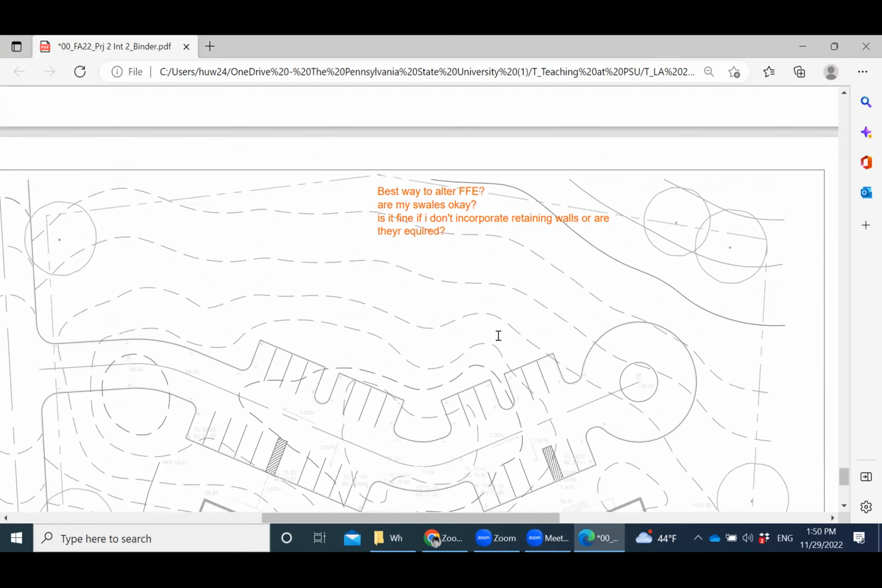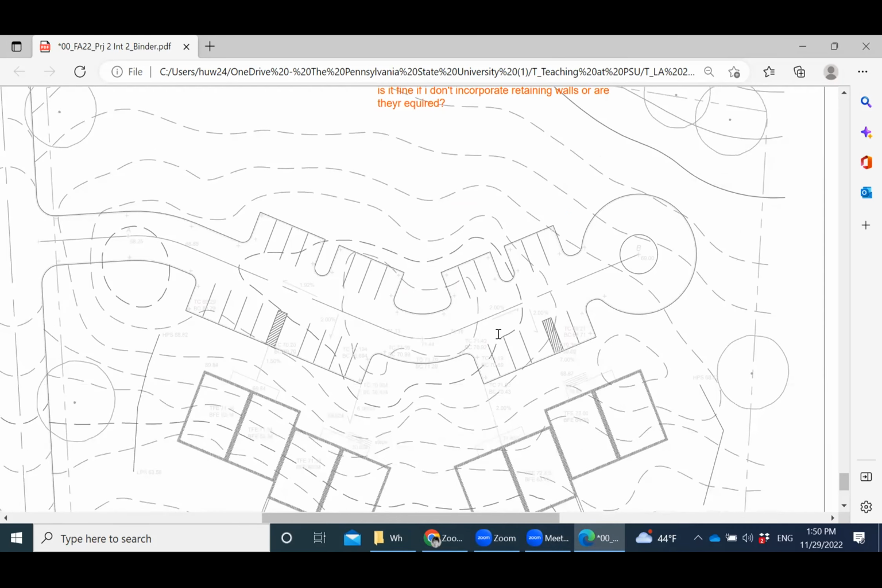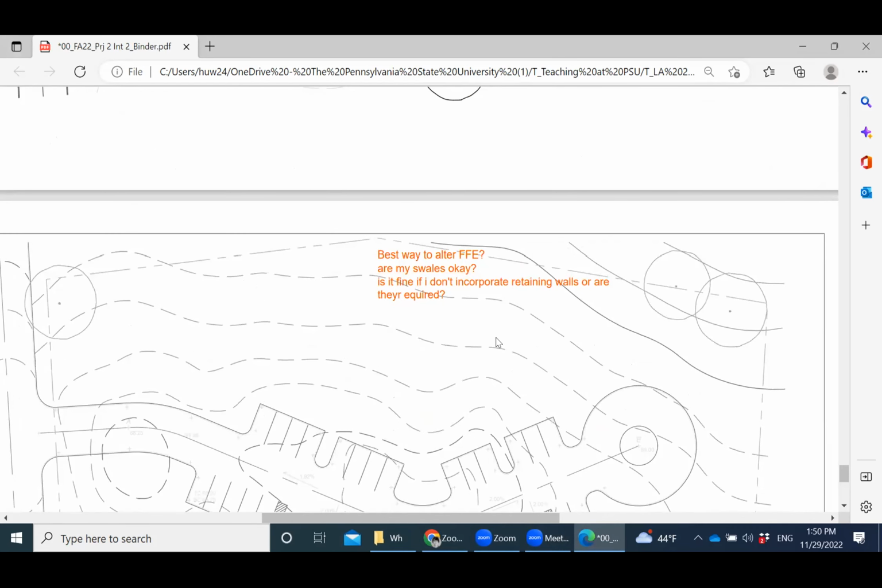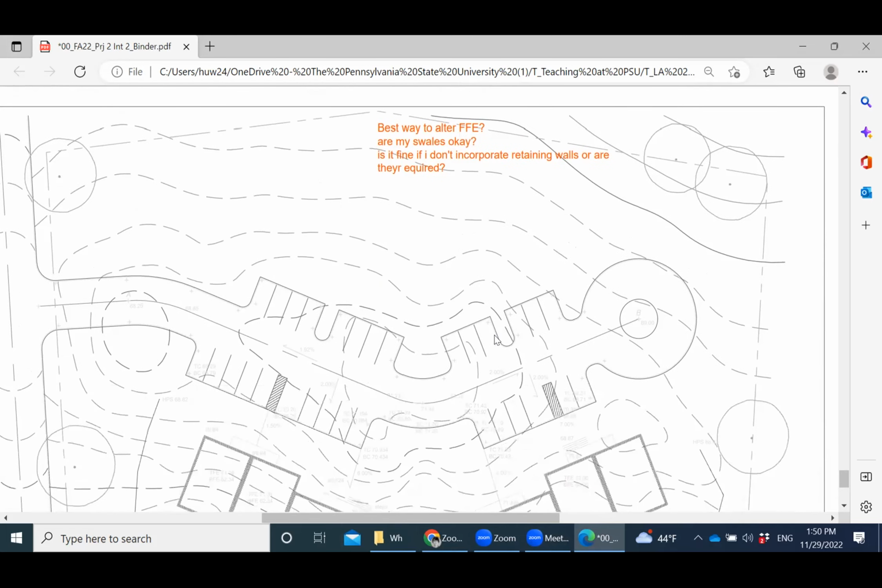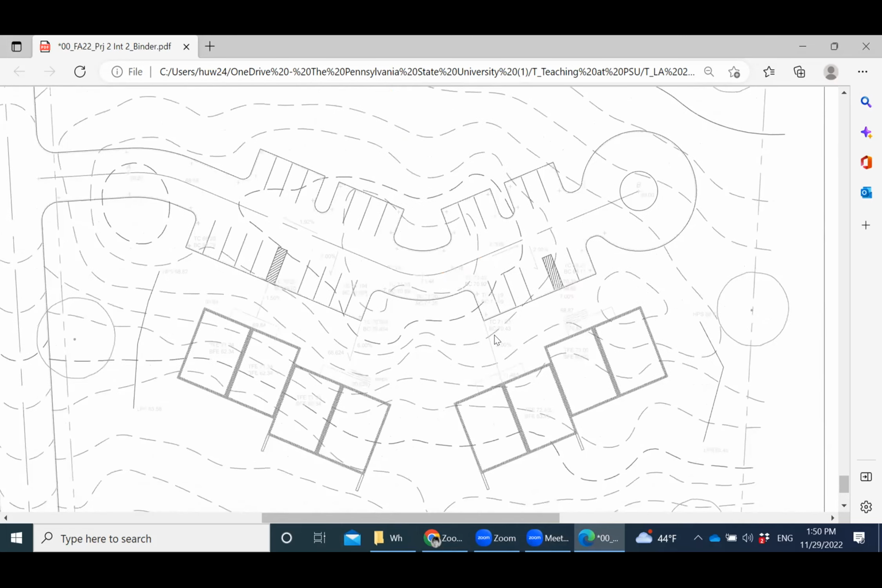As I mentioned, swales will wait until you have your contours in front of your house. Retaining walls are most likely going to be necessary. When you create the walkout basement, if the next unit doesn't have a walkout, most likely you'll have to have retaining walls in between these units.